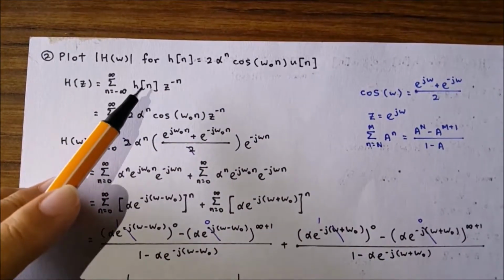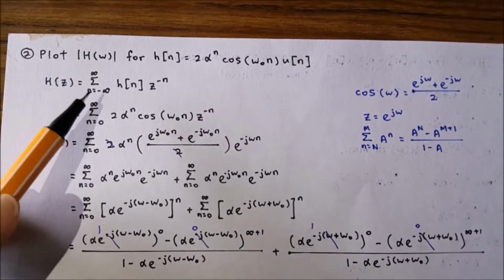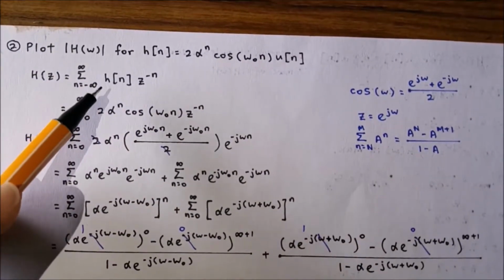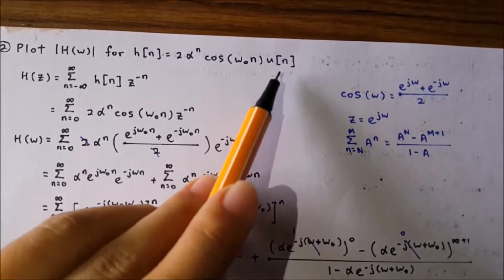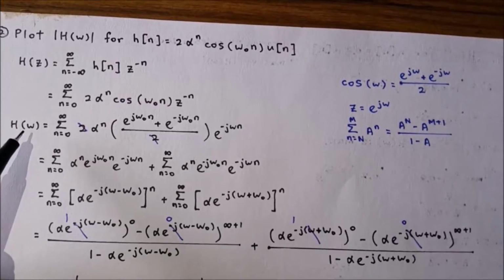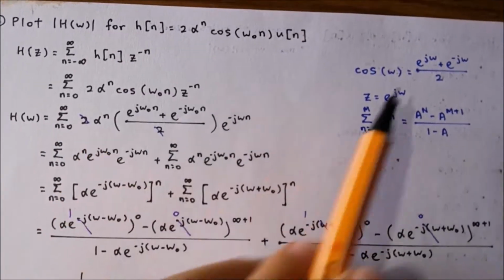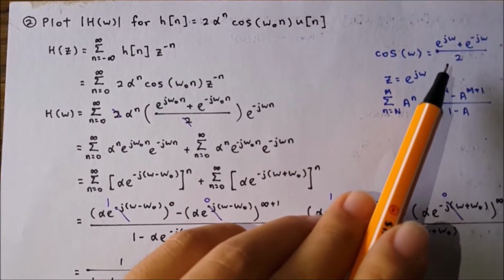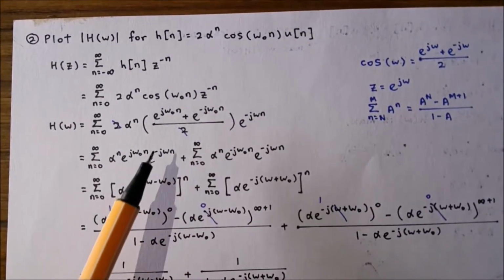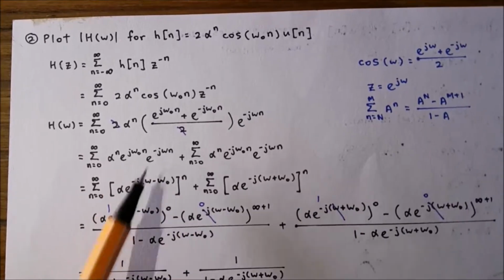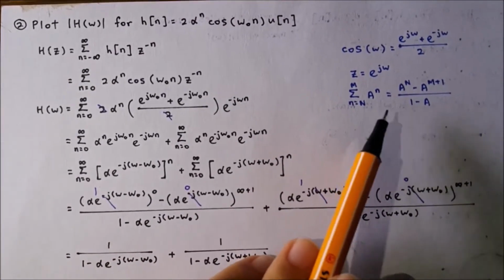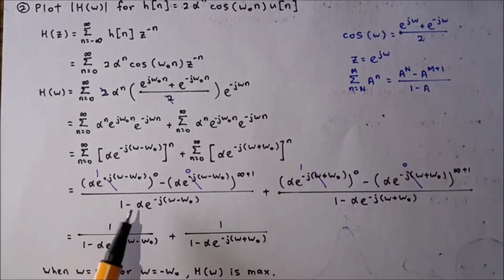Like just now, we need to find the Z transform first. Using this formula and substituting h[n] into it, I can get this. Because this one is u[n], my n equals 0, I need to convert it into H(omega) by using this trigonometry equation. I can get this one. Then after I rearrange all these things, I can get this. Using this equation, I will get this.